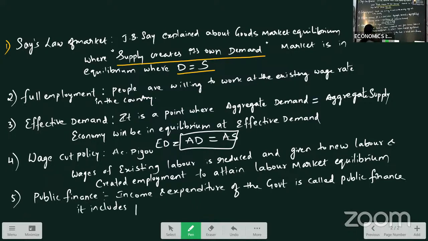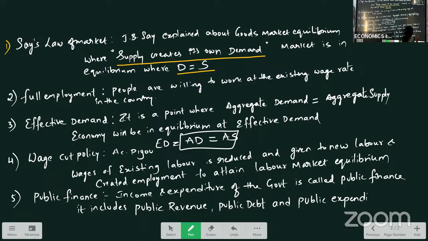It includes public revenue, public debt, and public expenditure. So this is called public finance. What is public finance? Income and expenditure of the government is called public finance. It includes public revenue, public debt, and public expenditure.